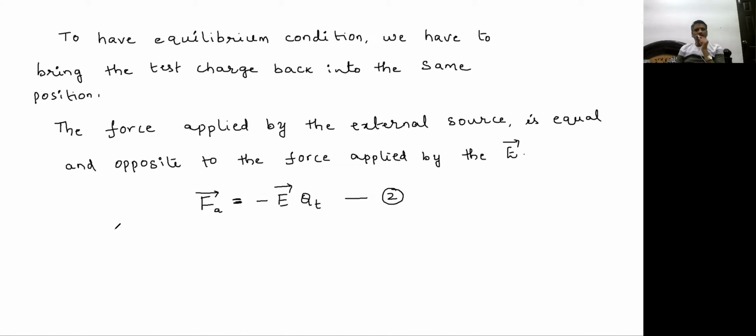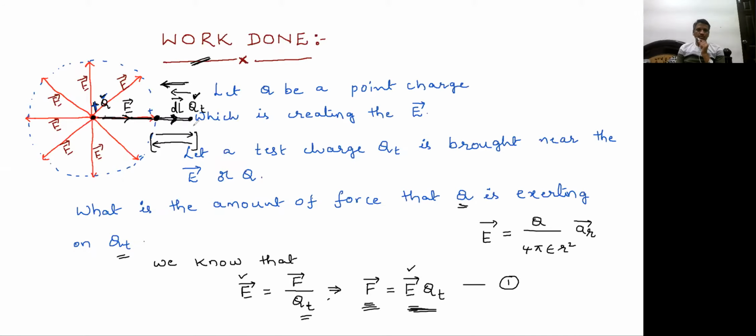Almost we have come to the end of the expression for the work done by the external source. Now, this is only the applied force. From this, we have to find out the work done by the external source. This is the starting point of the test charge, and this is the final point of the test charge after moving by the external field.